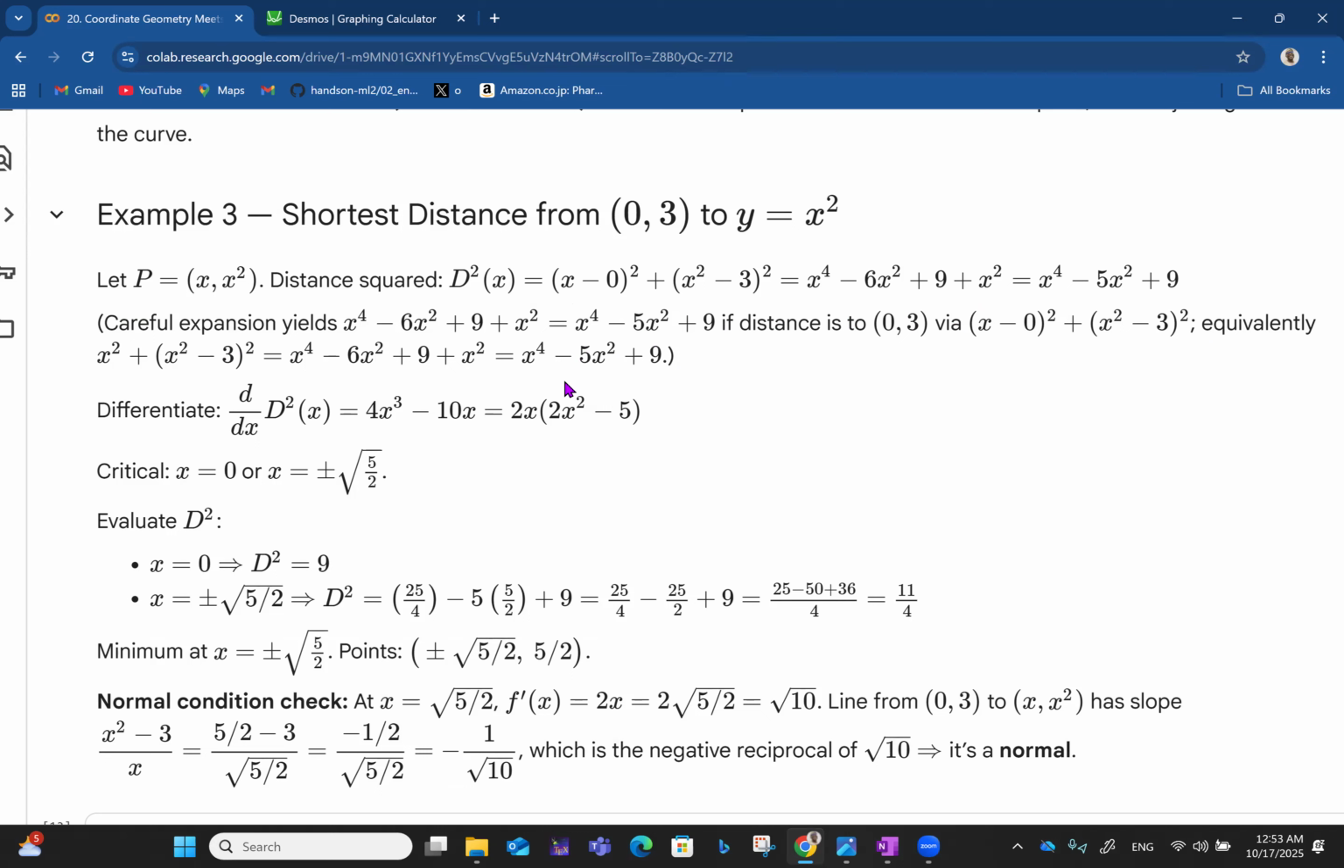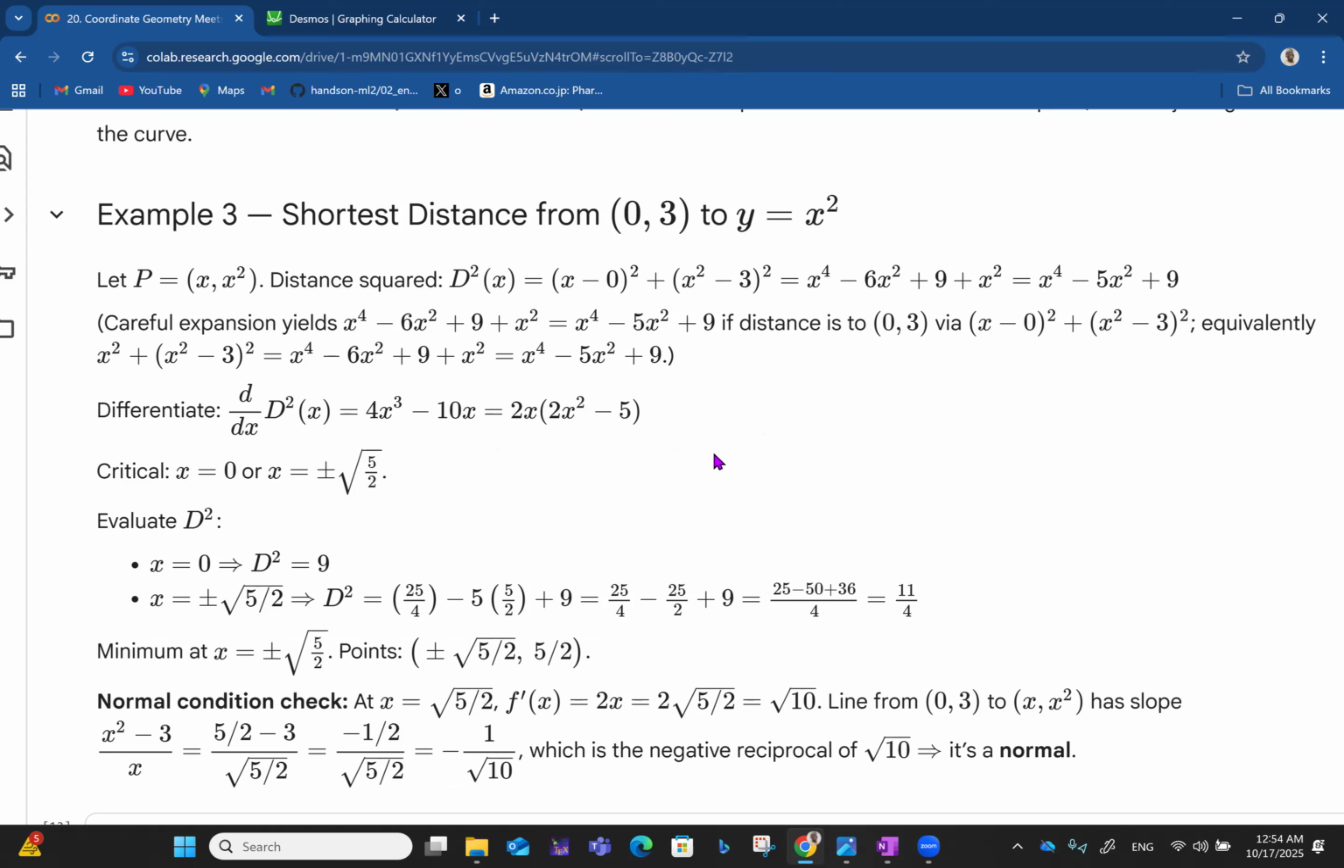Now that we have the square of the distance, we can differentiate. d/dx of the square of the distance gives 4x cubed minus 10x; 9 is constant. We can factorize 2x, so we have 2x times (2x squared minus 5). If you equate this to 0, 2x equals 0, so x is equal to 0. Then 2x squared minus 5 is 0, so 2x squared equals 5, x squared equals 5 over 2, and x is plus or minus the square root of 5 over 2.